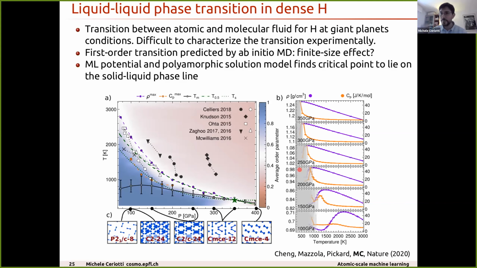So for instance, the center of the giant planets actually also contains helium and a lot of other stuff. And going forward, this machinery would really make it possible to answer questions about these systems using exclusively simulations.